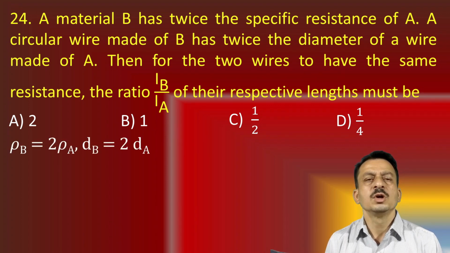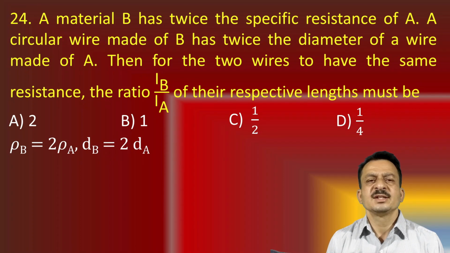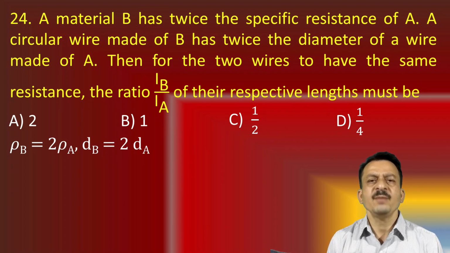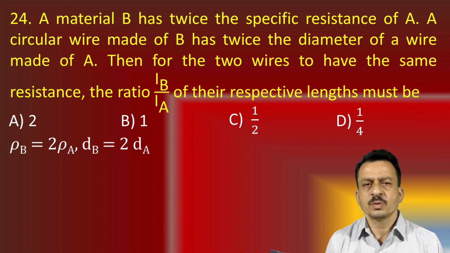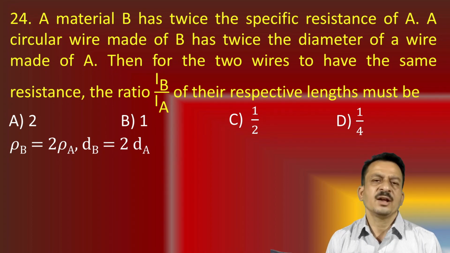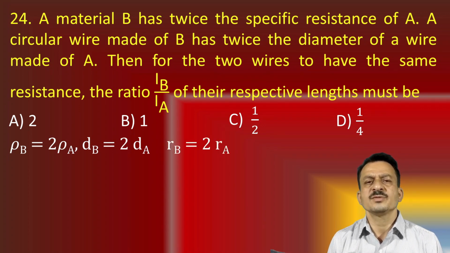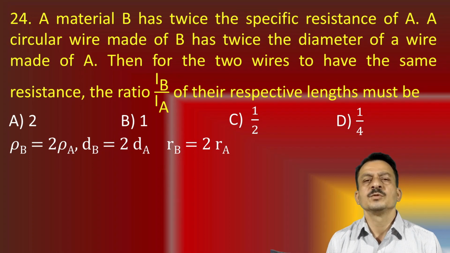Now here, given the resistivity of material B is equal to 2 times the resistivity of material A, and the diameter of B is equal to 2 times the diameter of A. Since the diameter is given, the radius of B is 2 times the radius of A. Therefore, RB is equal to 2 times RA.